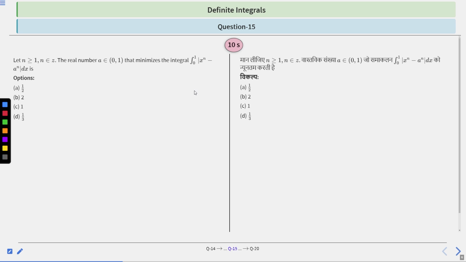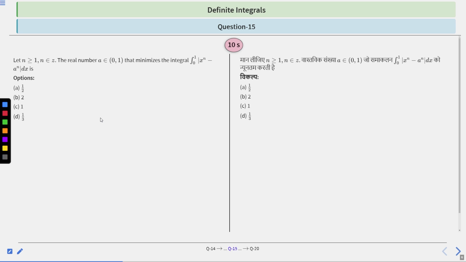dx, right? So see, the hint of this question is: when x is greater than a, then |x^n − a^n| will be simply x^n − a^n. And when x is less than a, |x^n − a^n| will be a^n − x^n, by simply taking the negative sign. And after that, when the modulus sign disappears, you can easily integrate in the interval 0 to 1, right? Clear? And you can see how we can minimize this function, right?